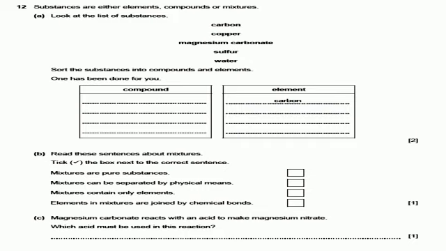Question 2. Magnesium carbonate reacts with an acid to make magnesium nitrate. What will be the name of the acid? It will be nitric acid.